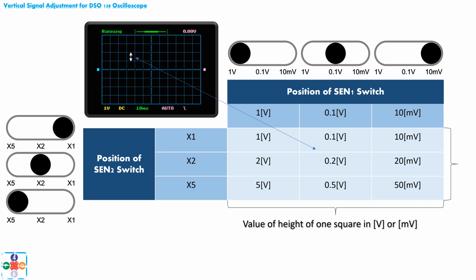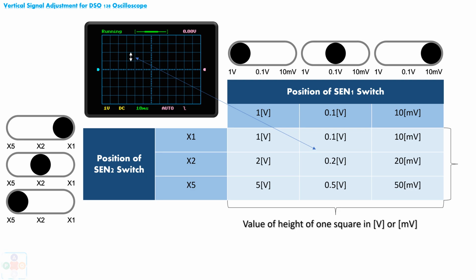To address this problem, we will make use of our SEN2 selector to scale the display, so that the entirety of our 40 volts point-to-point signal can be displayed. The purpose of the SEN2 selector is to multiply the value of the selection of the SEN1 switch. To put it simply, if the SEN1 switch is set to position 1 volt, then setting the SEN2 switch to position x1 means that the height of 1 square of our display mesh is 1 volt.